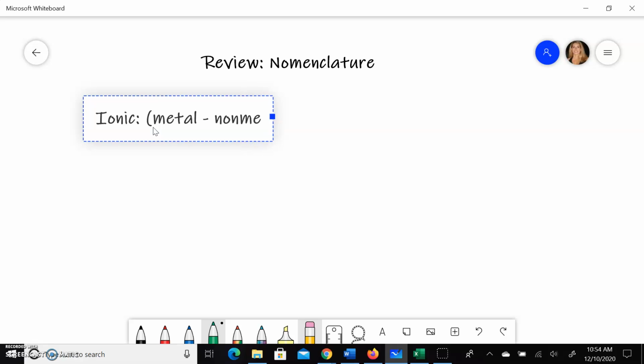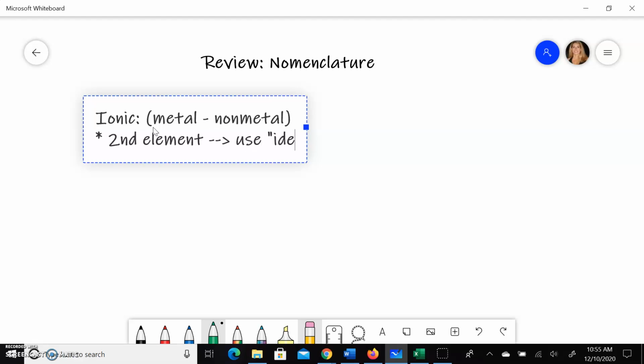So for ionic, first of all, you need to know that this is usually a metal to a nonmetal. Not always, you can have two polyatomic ions as well, but most of the time for this class it'll be a metal and a nonmetal. For this one, the second element, you're going to use "-ide". So for example, if it's oxygen, you're going to call it oxide. Chlorine becomes chloride.